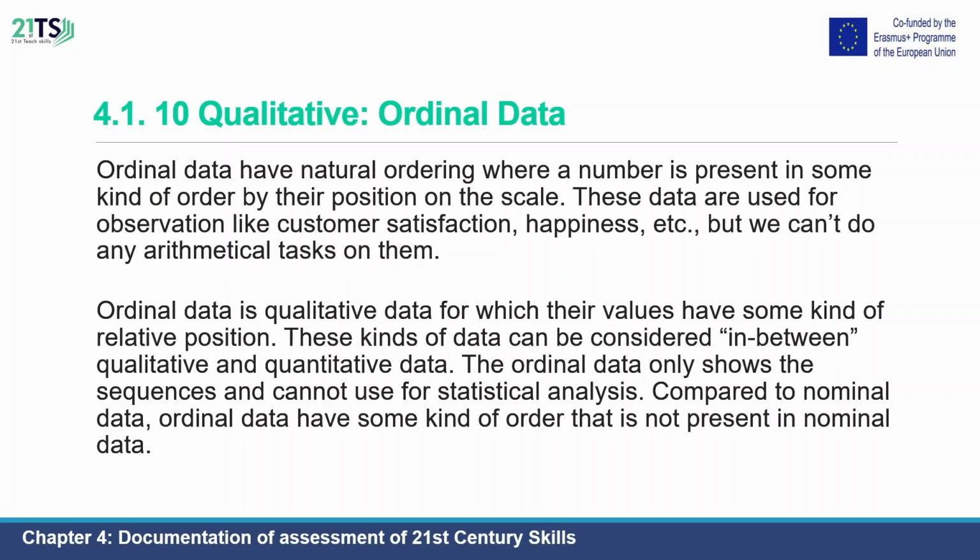In this part, we learn about qualitative data which is categorized as ordinal data. So ordinal data have natural ordering, where a value is presented in some kind of order by its position on the scale. These data are used for observations like customer satisfaction, happiness, etc. But we can't do any arithmetical tasks on them.